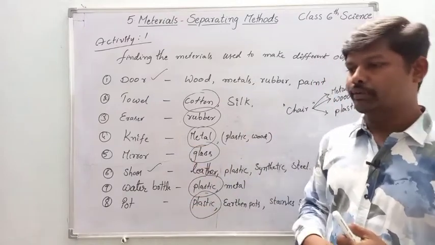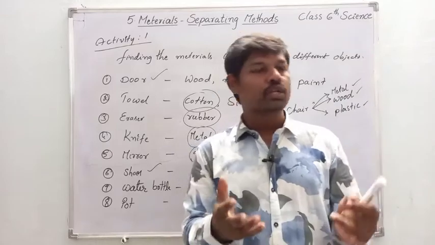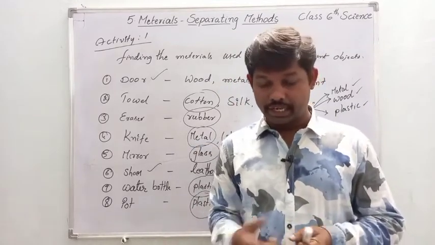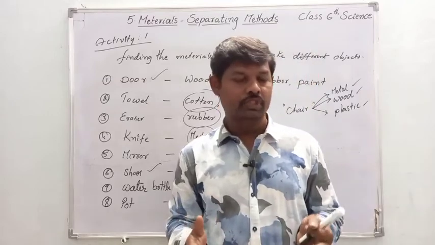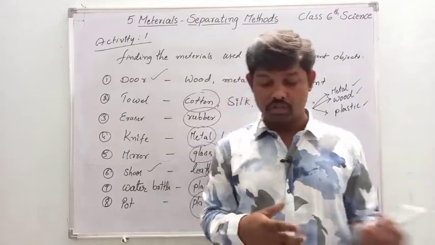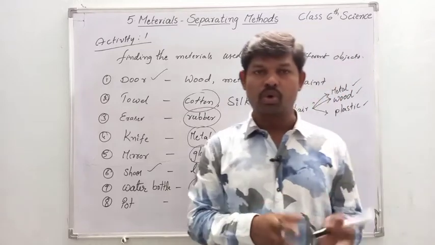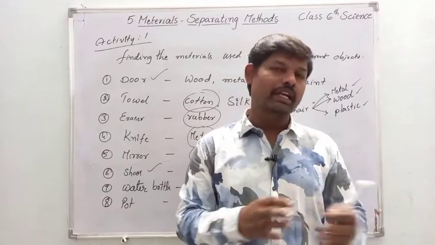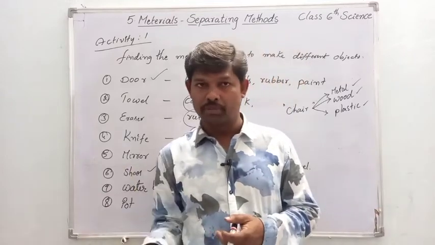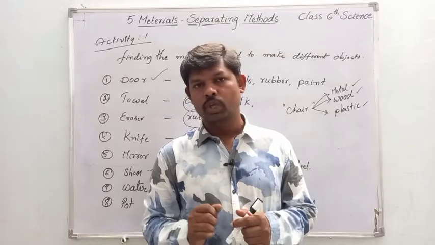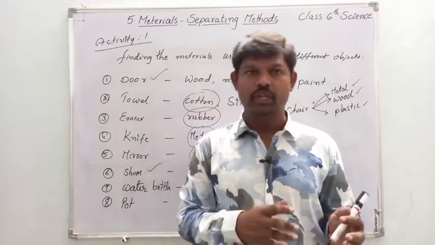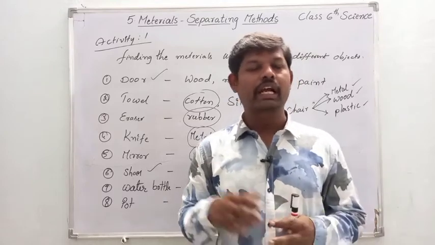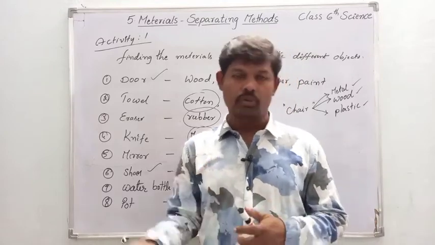So in our daily life we are observing so many things like chairs, tables, cycles, bullock cart, car, utensils, clothes. Some are made up of only one material, some are made up of more than one material. So like that, you think and find out which objects are made with only one material and which objects are made up of more than one material.